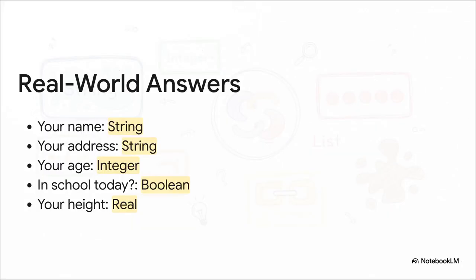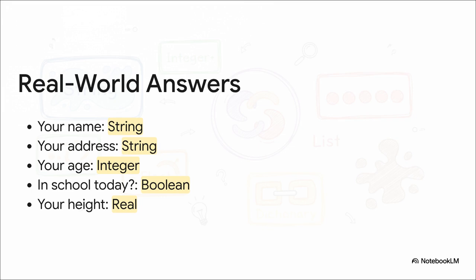So here's how it all shakes out. Your name and your address, well, they're text, right? So they are definitely strings. Your age is a whole number, so that makes it an integer. The question, are you in school today, is a simple yes or no, which is the perfect job for a boolean. It's either true or false.